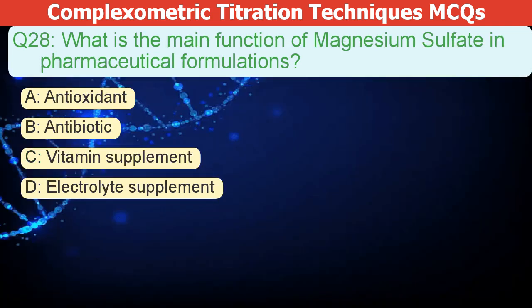What is the main function of magnesium sulfate in pharmaceutical formulations? A. Antioxidant. B. Antibiotic. C. Vitamin supplement. D. Electrolyte supplement.